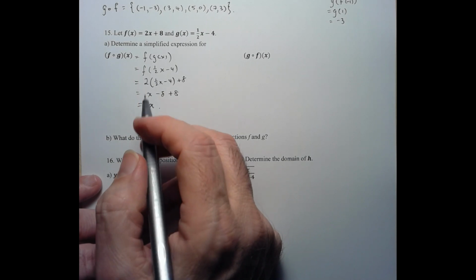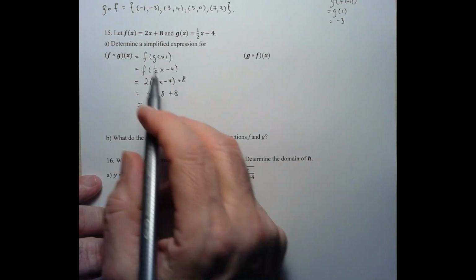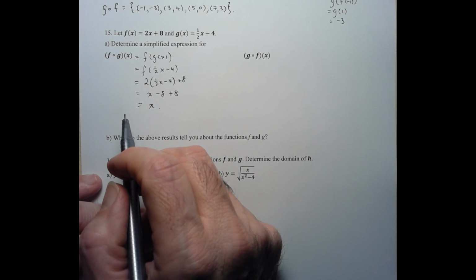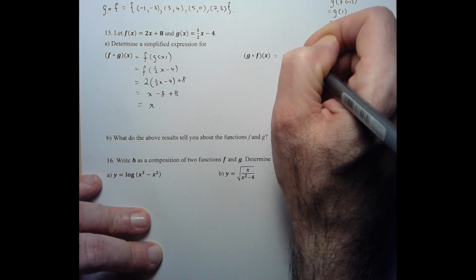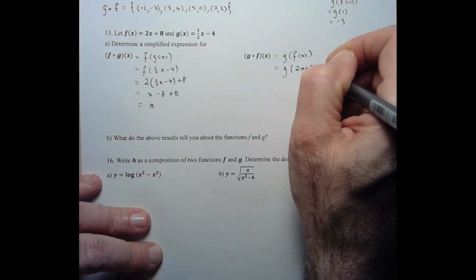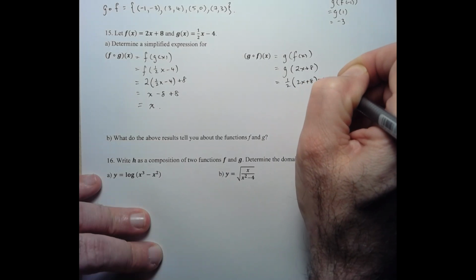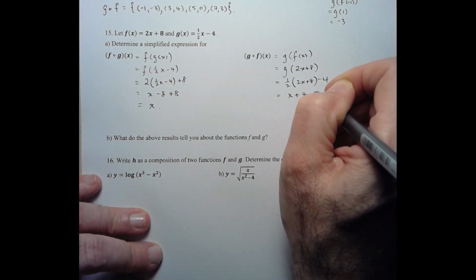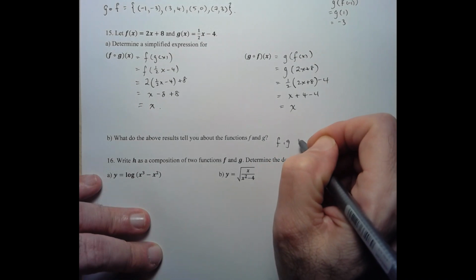I suspect a lot of you saw this coming. What is this telling us about the functions f and g? It looks like it's telling us that these two functions are inverses of each other. Let's make sure that the exact same thing happens when I do g of f of x. So f of x is 2x plus 8. Let's now input that into the function g. And let's see what happens. Half times 2 is 1, plus half times 8 is 4, minus 4, and there you go, we get x. So this says that f and g are inverses.